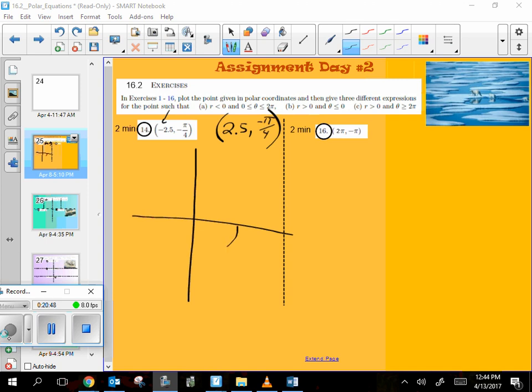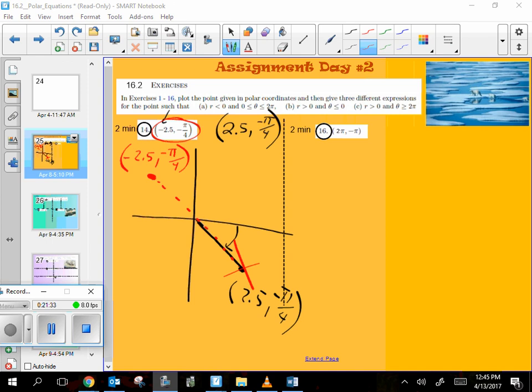Negative pi over 4 is like that. 2.5 there. That's the spot 2.5 comma negative pi over 4. That's so much easier to find, to me anyway. And once I've got that one, do you get the other one must live over there? So this point is actually here. And again, I don't recommend you try to find it directly. Find it by finding its helper point. And this is not the answer. That is.